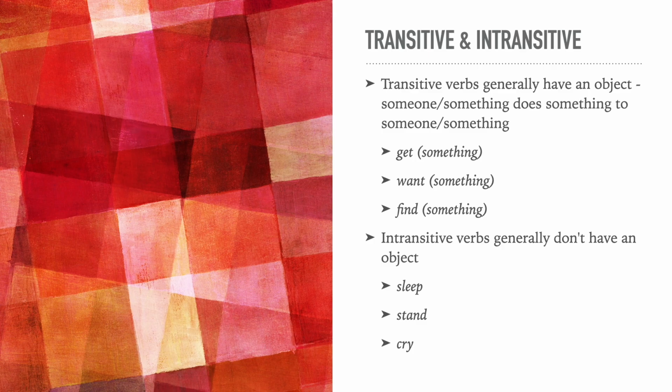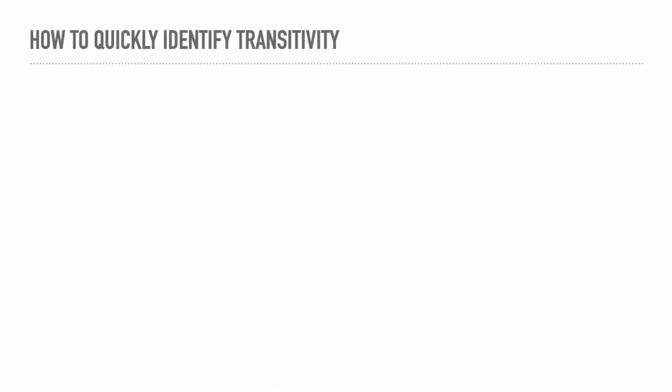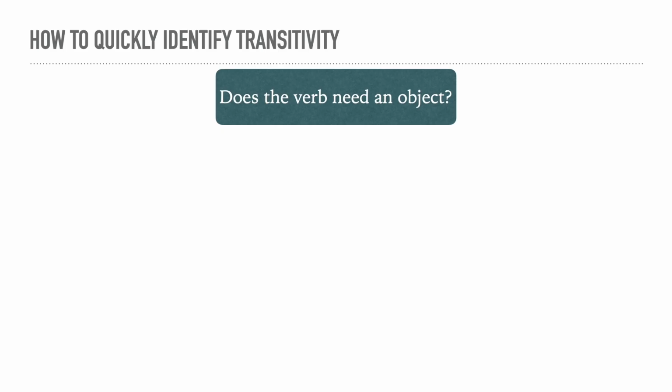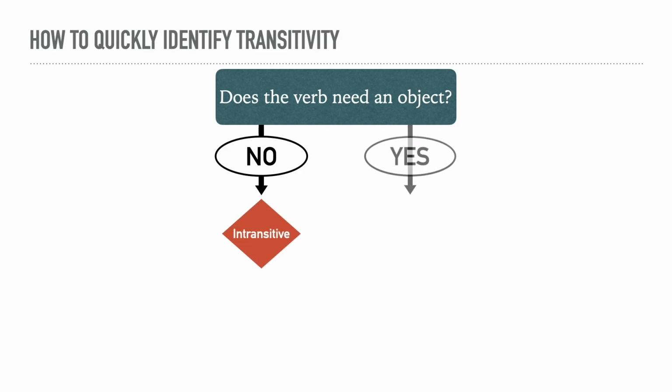Now, a little tool which might help when we're trying to determine transitivity of a verb, because every verb has some kind of category of transitivity around it. We can ask these questions as a general rule of thumb. Does the verb need an object? If the answer is no, then you've probably got an intransitive verb. If the answer is yes, then you've probably got a transitive verb.